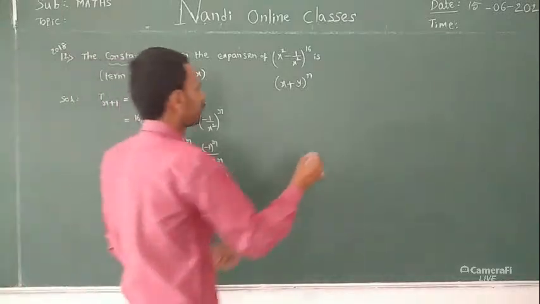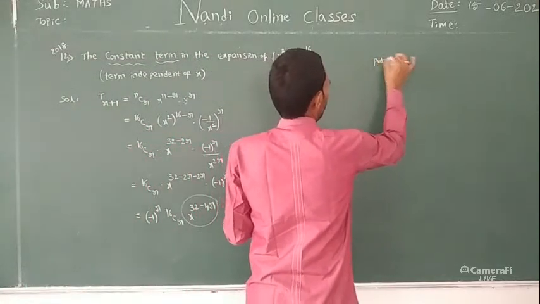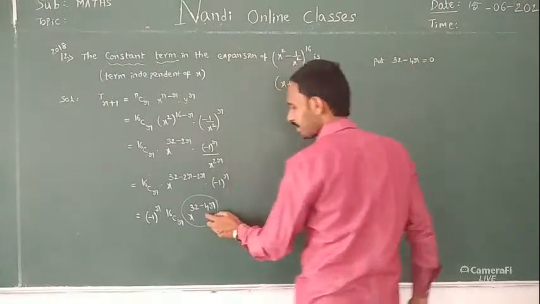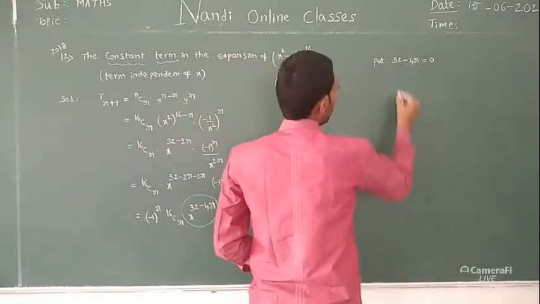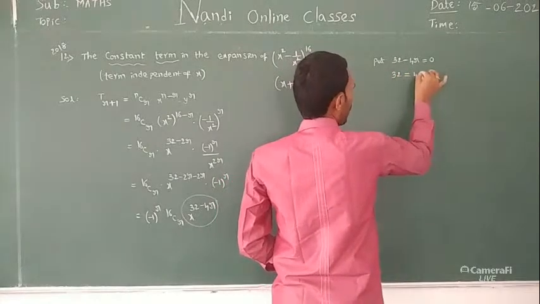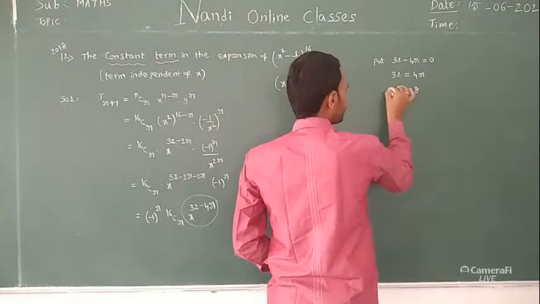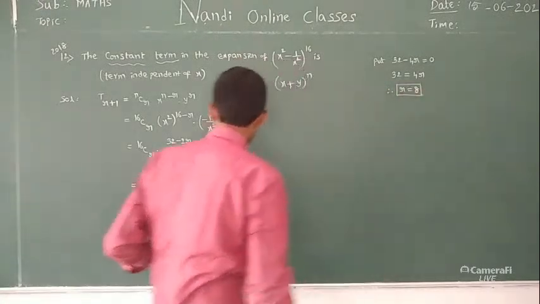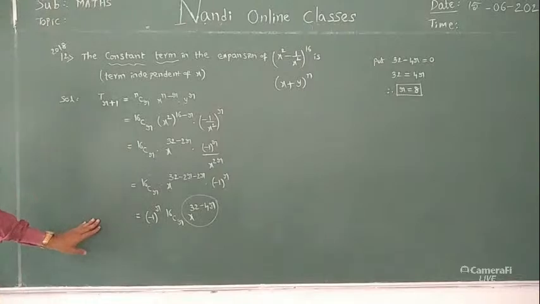So put 32 minus 4r is equal to 0. Equate this power to 0. 32 is equal to 4r, so r is equal to 8. So that is the r value, 8. Substitute here, you will get the answer.